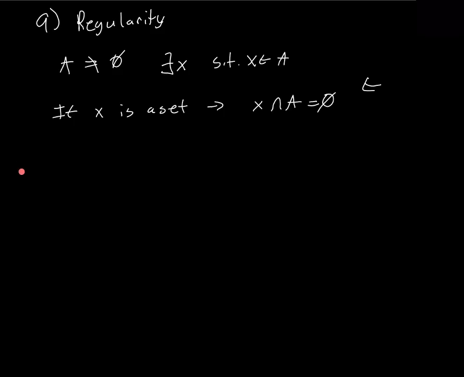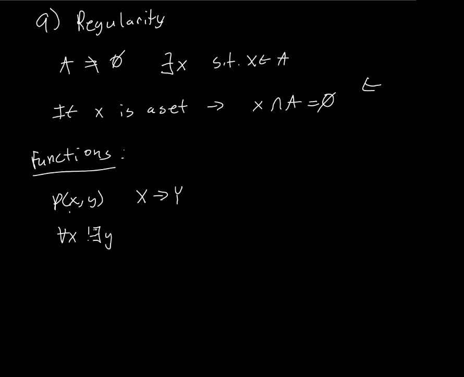All right, now let's move on to functions. So a function is a property, right? A property P(x,y), such that we have a domain X mapping onto a domain Y. And we say that this property is true such that for every x, there's exactly one y, such that P(x,y) is true, right? So in other words, it's meaningful to write f of x is equal to y.